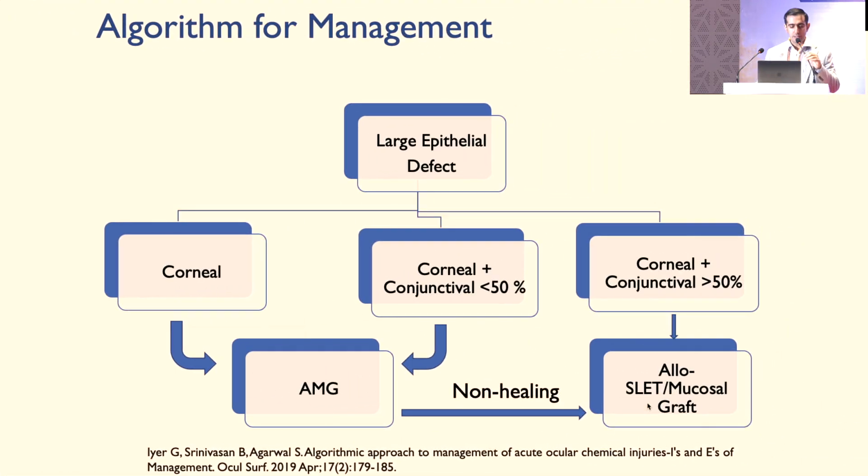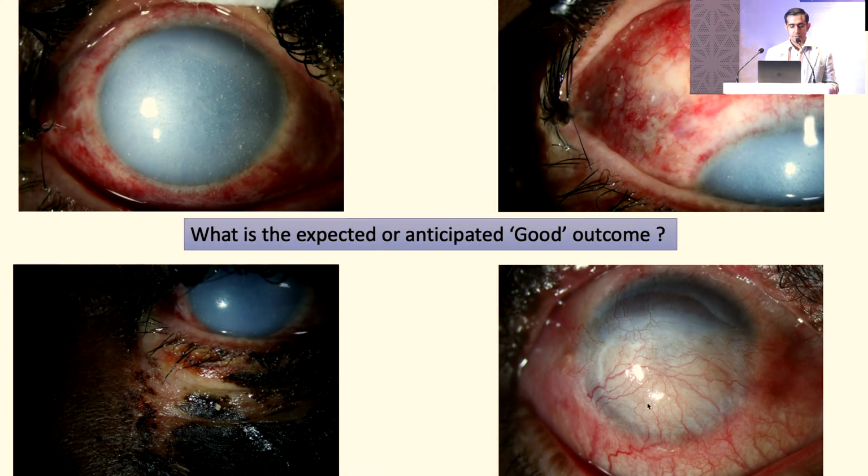Now, if there's a large epithelial defect involving the cornea, plus maybe 50% of the conjunctiva, look at amniotic membrane grafting. If it's cornea plus greater than 50% involvement of the conjunctiva, then you'd look at something like an AILOS or a mucosal graft. If the AMG does not bring about significant healing of the cornea, then again you would look at these particular procedures. So we have to understand what is a good outcome in this. The role of AMG in a milder injury is first to control the inflammation.